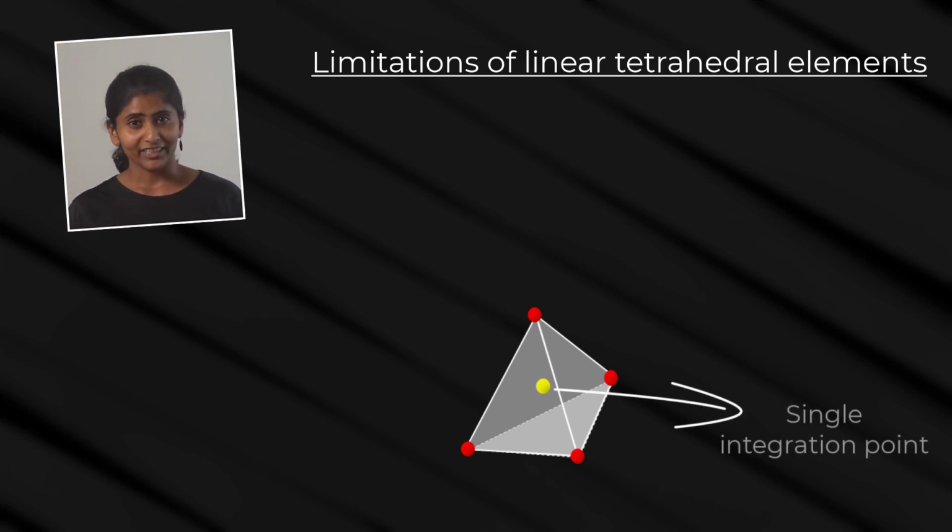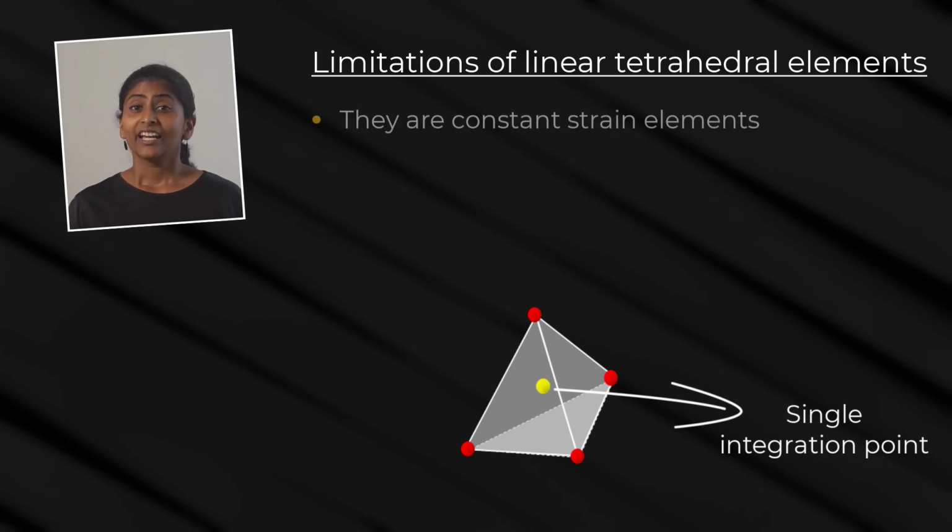Firstly, they have one integration point. So, strain and stress are calculated only at one location, and it is assumed that strain and stress at any other location in the element is the same as that at the integration point. Hence, 4-noded tetrahedral elements are constant strain elements, and an extremely fine mesh may be required to capture the strain and stress gradient accurately.